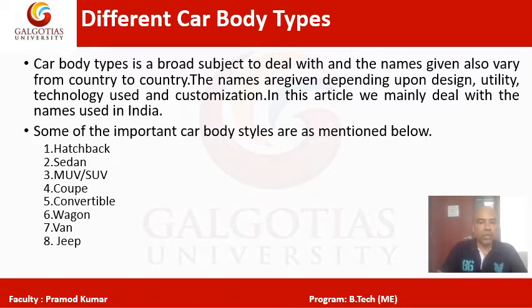The car body is basically a broad subject, and the names given also vary from country to country. The names are given depending upon design, utility, technique, technology, and customization. Here we use the names used in India. Some of the important car body styles are hatchback, sedan, SUV, coupe, convertible, wagon, jeep, and van. We will discuss all of these in the coming slides.